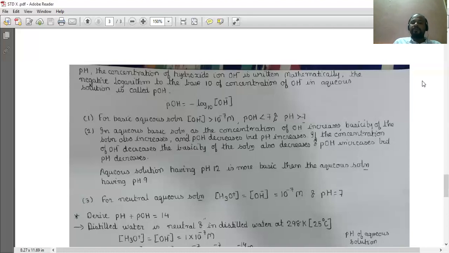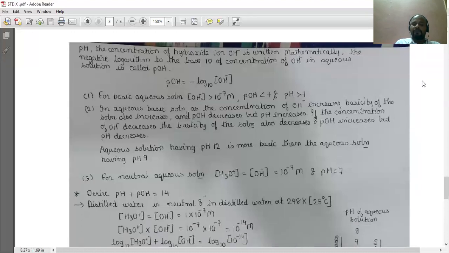For neutral aqueous solution, the hydronium ion concentration is equal to hydroxide ion concentration. That is equal to 10 raised to minus 7 molar. So the pH will be 7. I repeat, for neutral aqueous solution, the hydronium ion concentration is equal to hydroxide ion concentration, that is equal to 10 raised to minus 7 molar, which is representing pH as 7, which is for neutral solution.